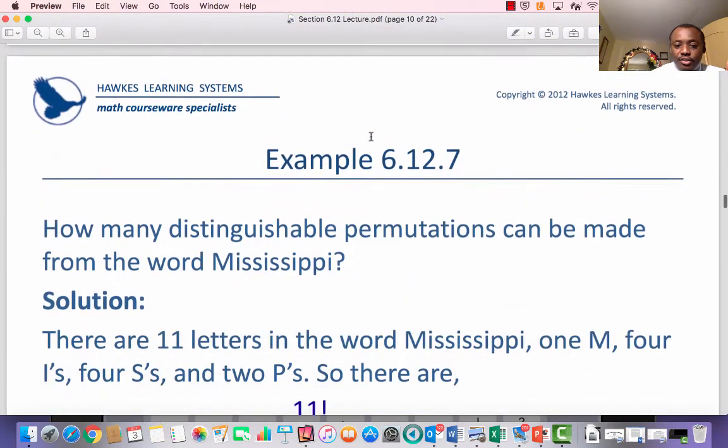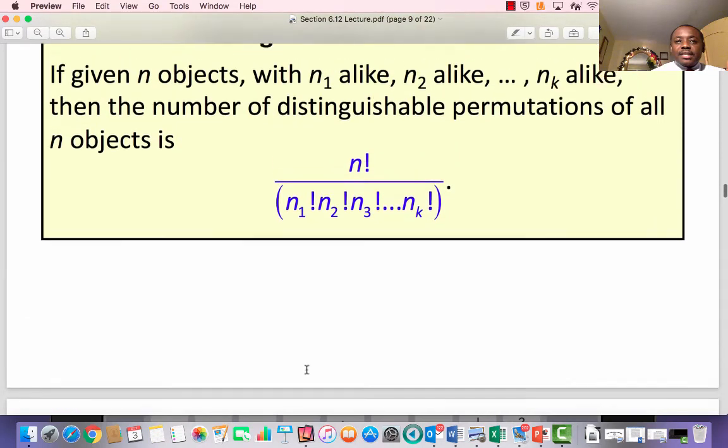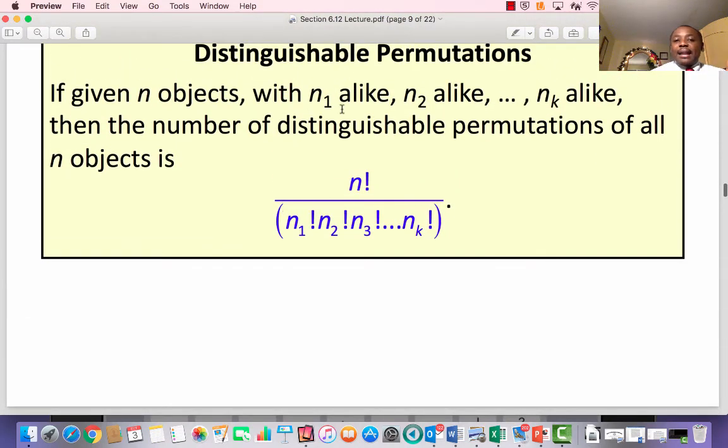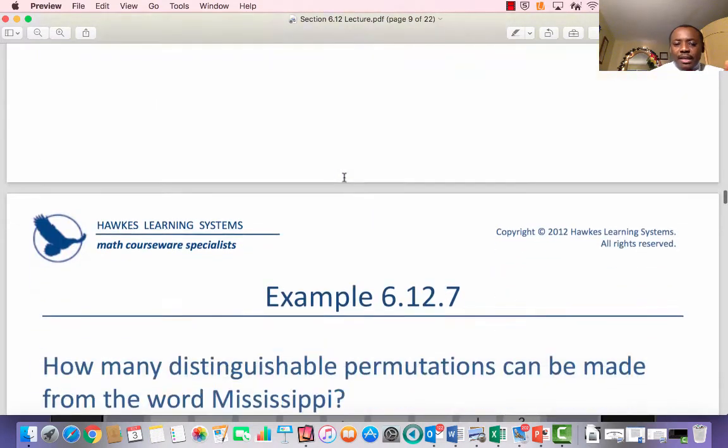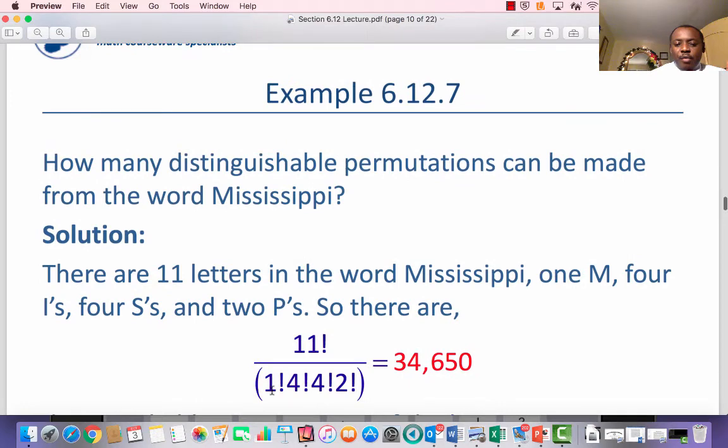So let's go very slowly. 11 factorial. Now it says n1 of them are alike. So what does that actually mean? How many M's do you have in Mississippi? 1 M. So you divide by 1 factorial. How many I's do you have? 4 I's. Divide by 4 factorial. How many S's are there? 4 of them. Divide by 4 factorial.